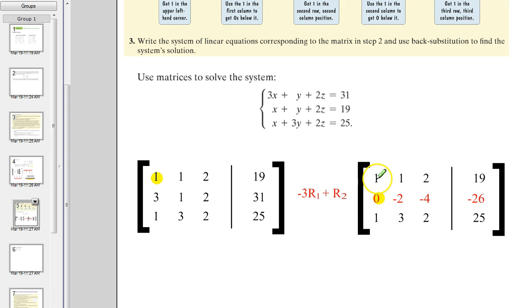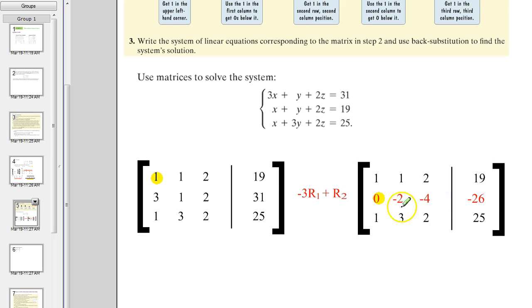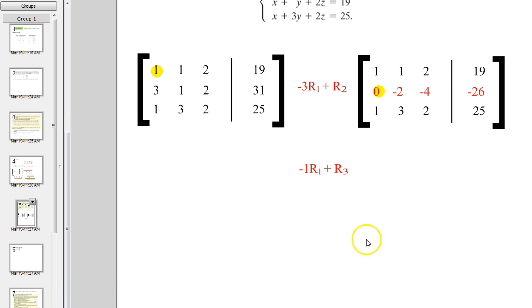But the top row times -1 added to the bottom row will give me a 0 in that position. So -1 times row 1 plus row 3 this time. Okay, so there's the notation. What I do next, I'm going to bring this down. So I'm going to do -1 times row 1 plus row 3.